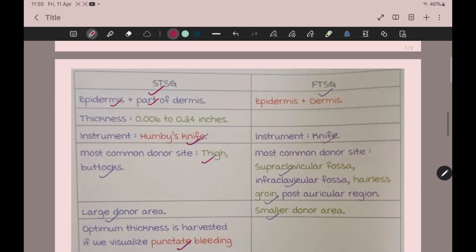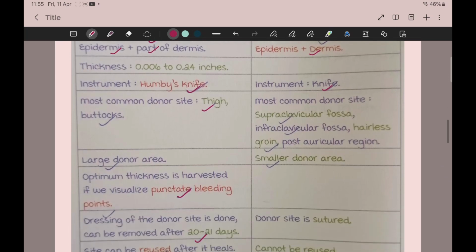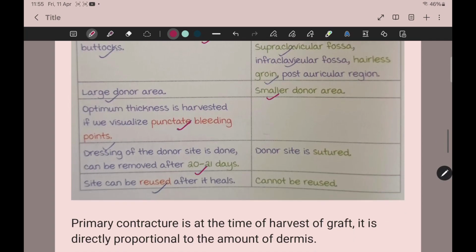Now coming on to full thickness skin grafts. Unlike split thickness, which covers only epidermis and part of the dermis, full thickness covers epidermis and the whole dermis. The instrument here is the knife. The most common donor sites are the supraclavicular fossa, infraclavicular fossa, hairless groin, and the post-auricular region. The donor area is smaller here. The donor area is sutured in full thickness skin grafts. In full thickness skin grafts, the site cannot be reused.